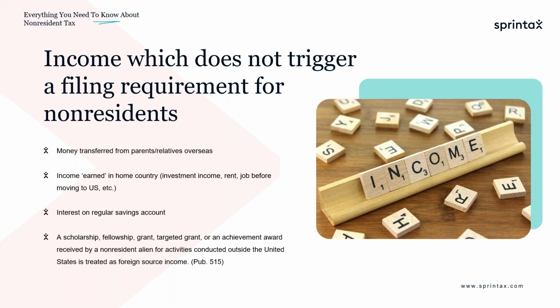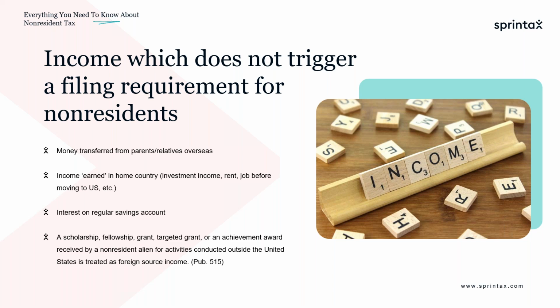The second example then is income earned in your home country. So maybe you had a job before moving to the US and you're still receiving your last payslip or paycheck. Maybe you have a rental property in your home country and you're receiving rental income. That's similar to the first example in that if this income is coming from your home country, and as long as it's considered foreign sourced income, and as long as you are a non-resident for tax purposes, it shouldn't trigger a filing requirement for you as a non-resident in the US. Third example, interest on your regular savings account. Although this may be a very small amount, it also shouldn't trigger a filing requirement for non-residents.